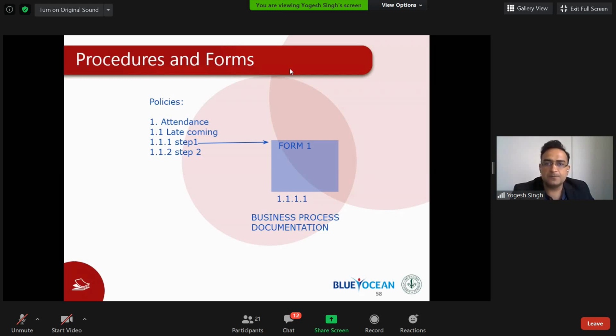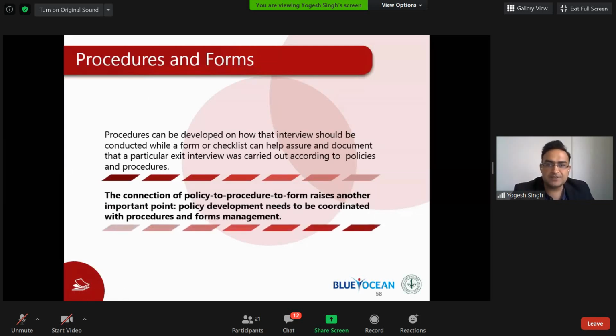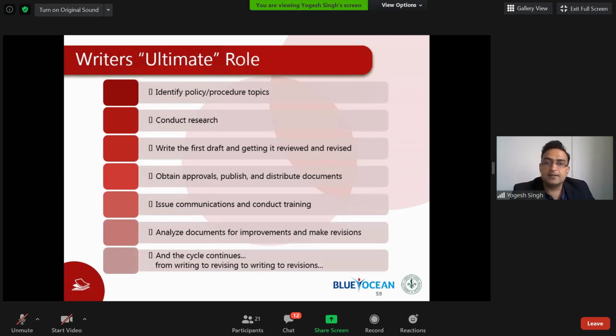Okay, let's move on now. So if you have understood this, then the connection of policy to procedure to form is clear for you. You need to understand that you should manage the form properly. You will manage the form properly if your documentation is proper, if your numbering is proper. Now remember, the writer has an ultimate role in policy writing. So this is a very interesting topic to discuss actually.